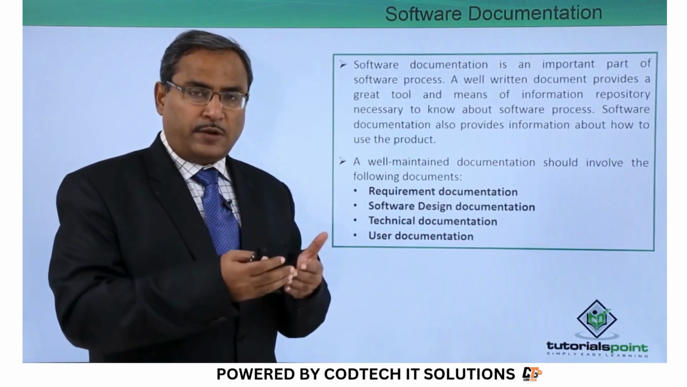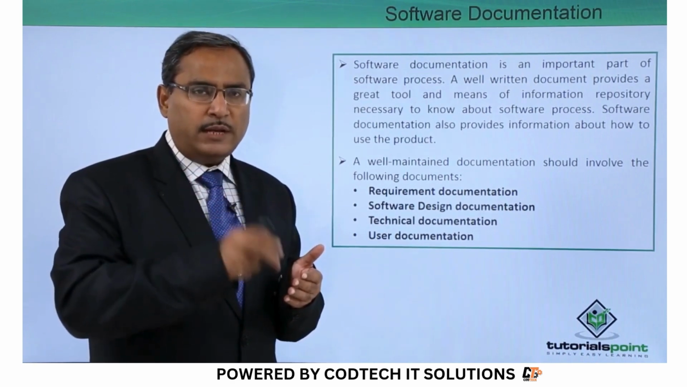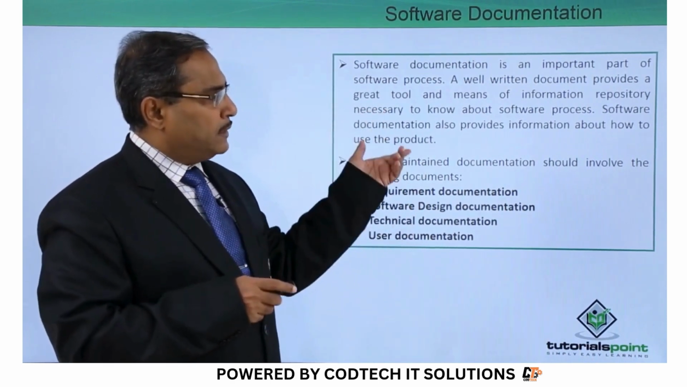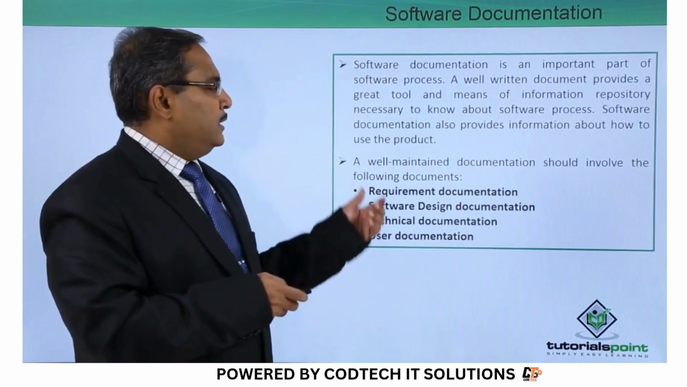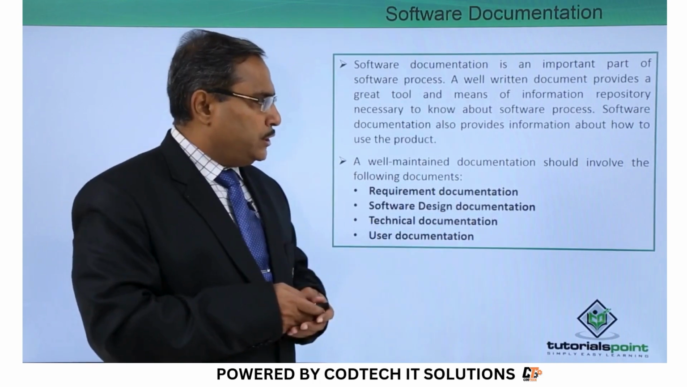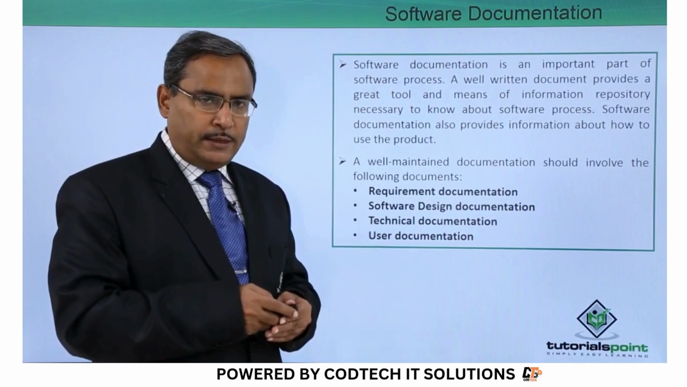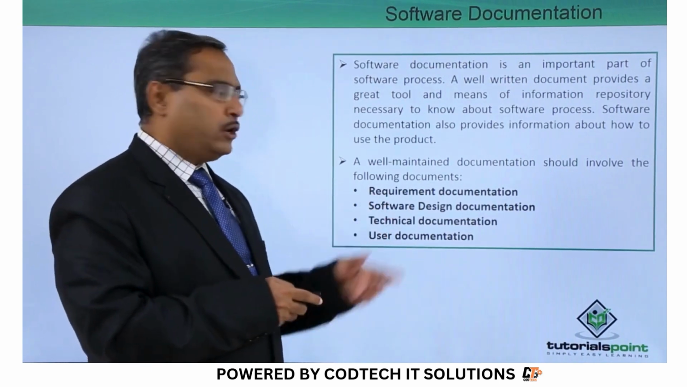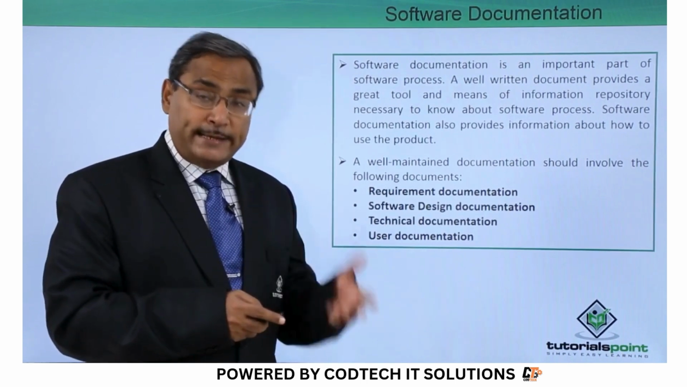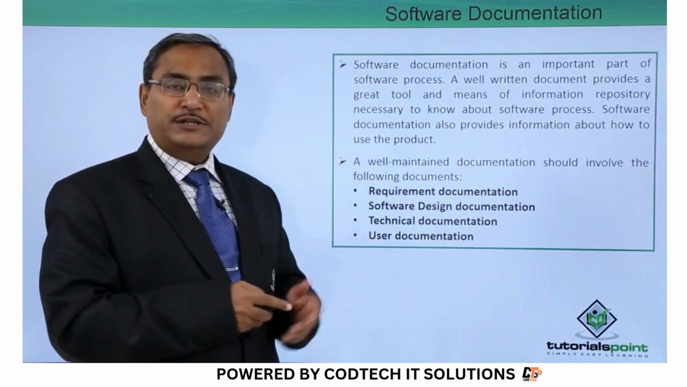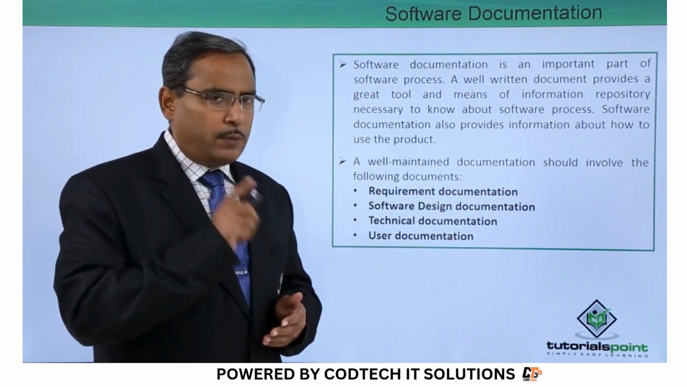We know that whenever software is being developed for a certain purpose, that particular software will be known as a software product. So it will also help us to know how to use that respective product. A well-maintained documentation should involve the following documentation. What are the different sections there? We are having 4 sections. One is the requirement documentation, software design documentation, the technical documentation and the user documentation. So 4 different types of documentations are there. Let us discuss one by one.